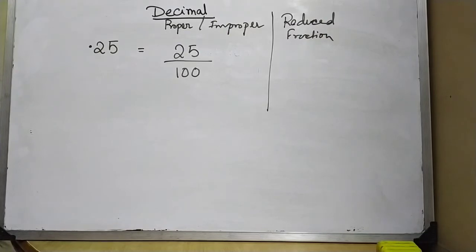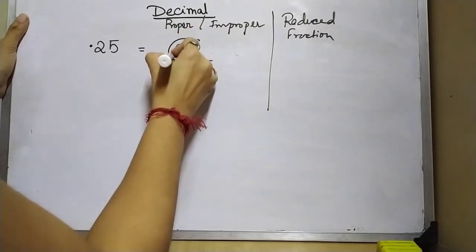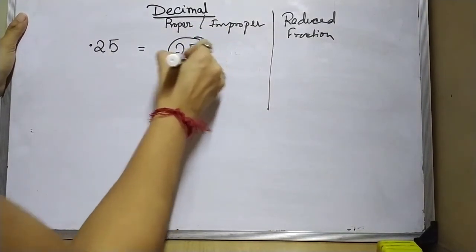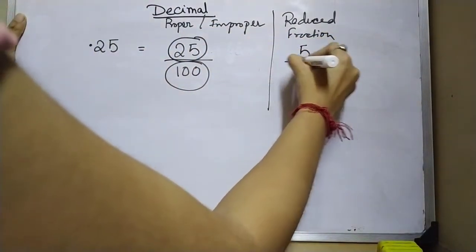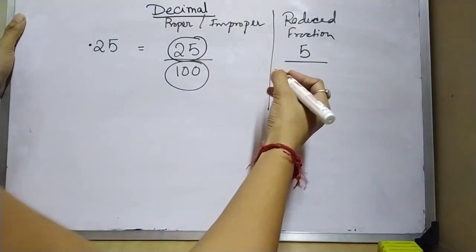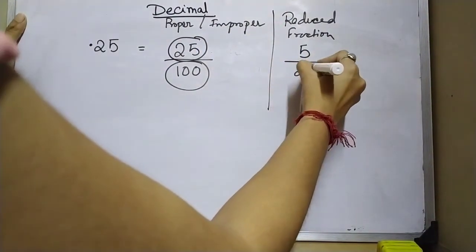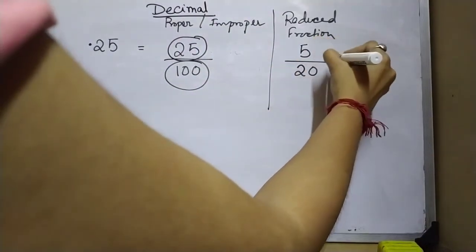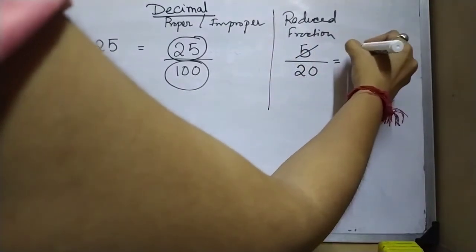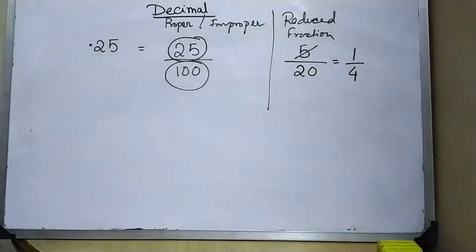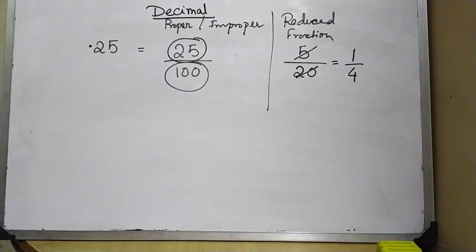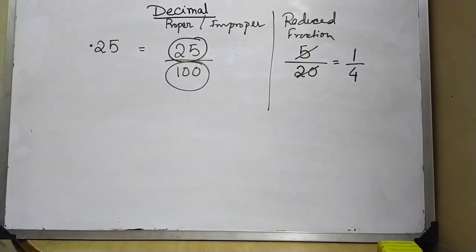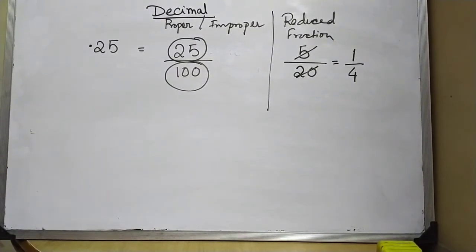Now what we can do is divide this 25 and 100 by 5. 5 5s are 25, and 100 divided by 5 we will get 20. Again I can divide by 5: 5 1s are 5 and 5 4s are 20. Just like this I get 1 by 4. This is the reduced fraction of 0.25. And as this is a proper fraction, we don't need to change it into a mixed fraction.